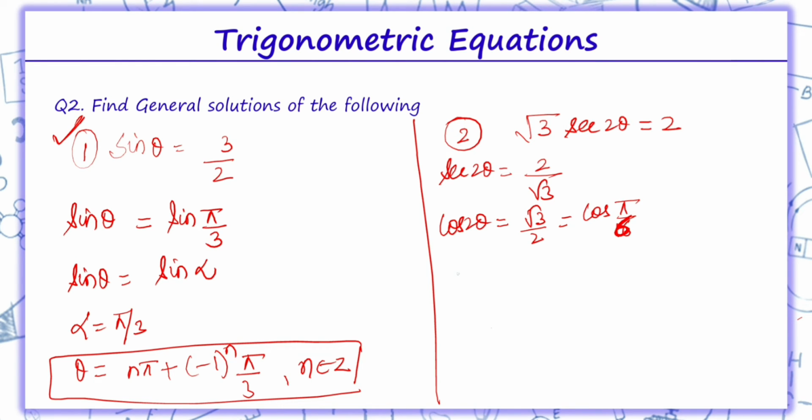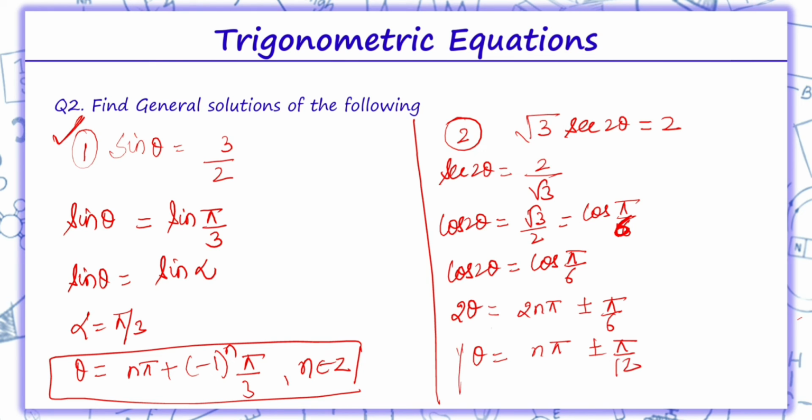Now since cos 2 theta is cos pi by 6, and when cos theta equals cos alpha, it is written as theta equals 2n pi plus minus alpha, here 2 theta will be 2n pi plus minus alpha, which is pi by 6. So the value of theta will come to be n pi plus minus pi by 12. So this is how we have to find the general solution of the following equations.